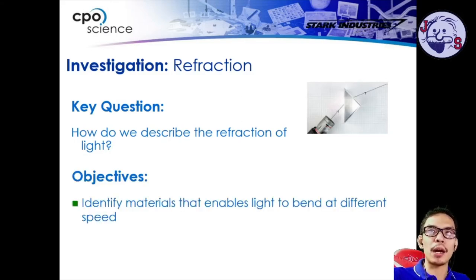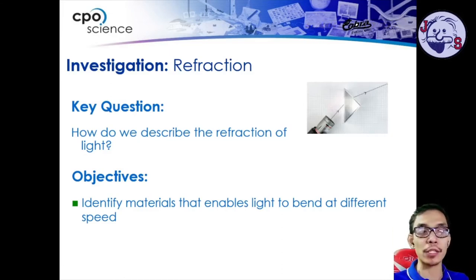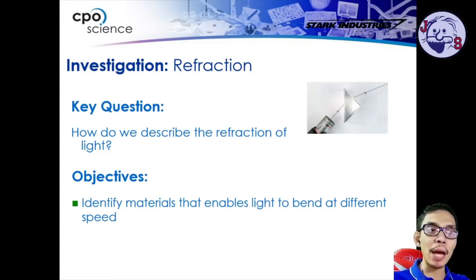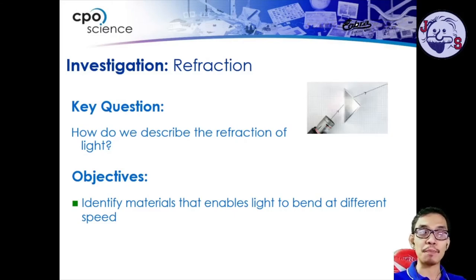Next one is to identify the materials that enable the light to bend at different speeds. From our previous video lesson, the properties of light, we encountered the term index of refraction. We agreed that as the light passes through certain material, the speed of light decreases. The higher the index of refraction, the slower the speed of light, and the lower the index of refraction, the higher the speed of light.